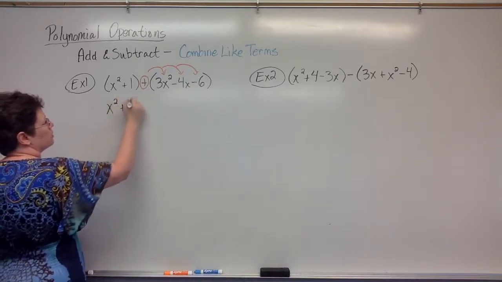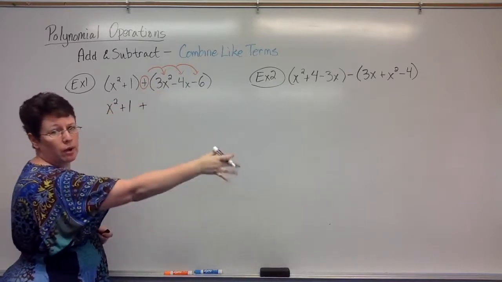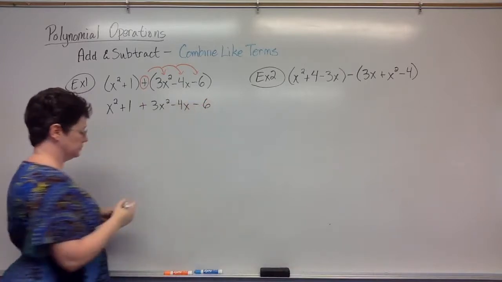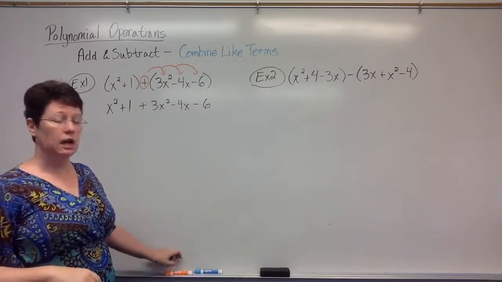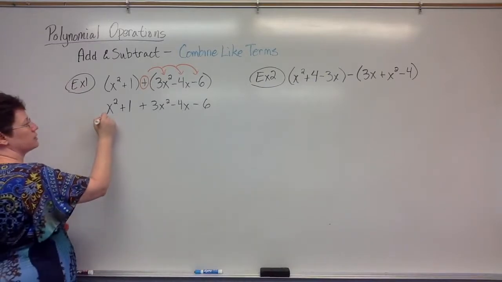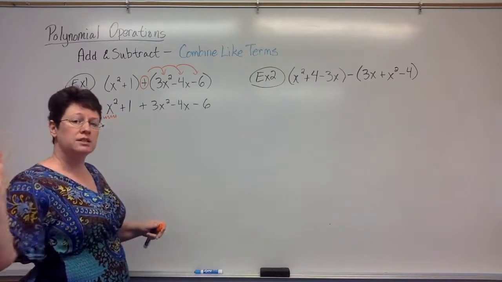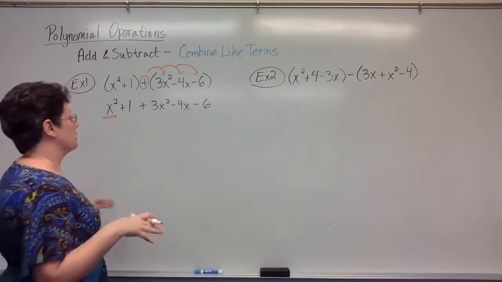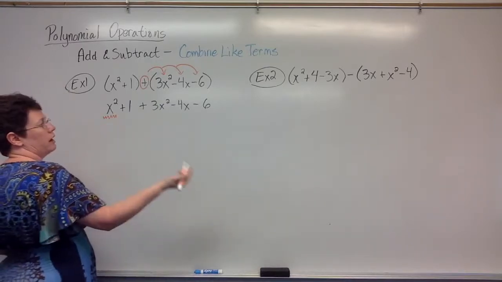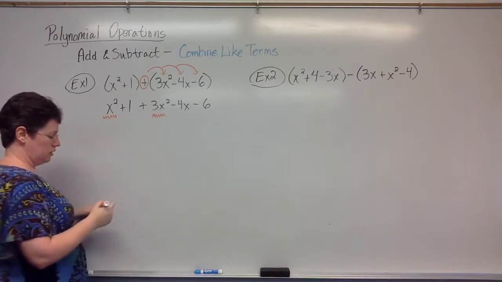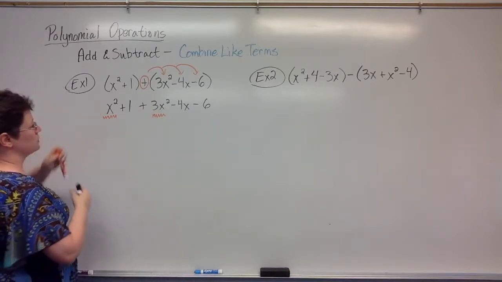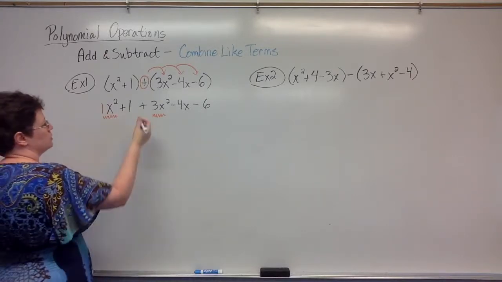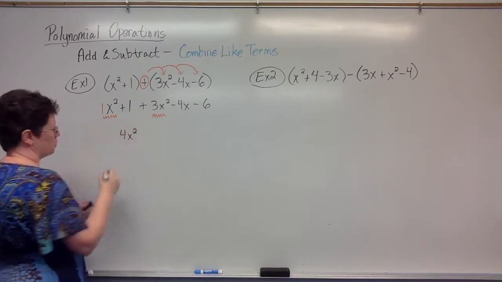So I still have my x squared plus 1, and now we can just drop all the parentheses. 3x squared minus 4x minus 6. Okay, now like terms. I have an x squared. I always go in order. I go from highest exponent to lowest exponent. That way my answer is in standard form and I don't have to think about anything. Did I miss something, right? Do I have another x squared? Yes. Okay. What's the coefficient in front of this one? It's a 1. I know. You did this in Algebra 1, right? Okay. 1 plus 3 is 4. So I have 4x squared.